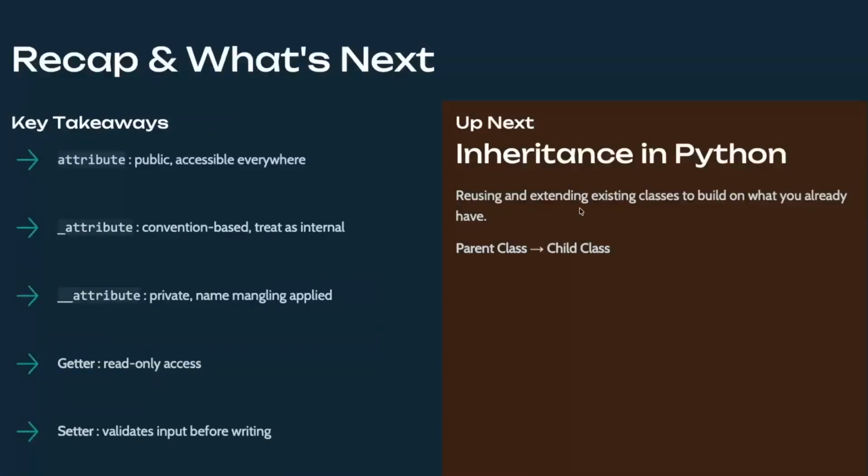Now, let's summarize everything we've learned today. Public attributes use attribute. Protected attributes use underscore attribute. Private attributes use double underscore attribute. Getter methods provide safe read access. Setter methods provide validated write access. And Python implements private attributes using a mechanism called name mangling. Encapsulation helps us build safer, cleaner, and more maintainable software.